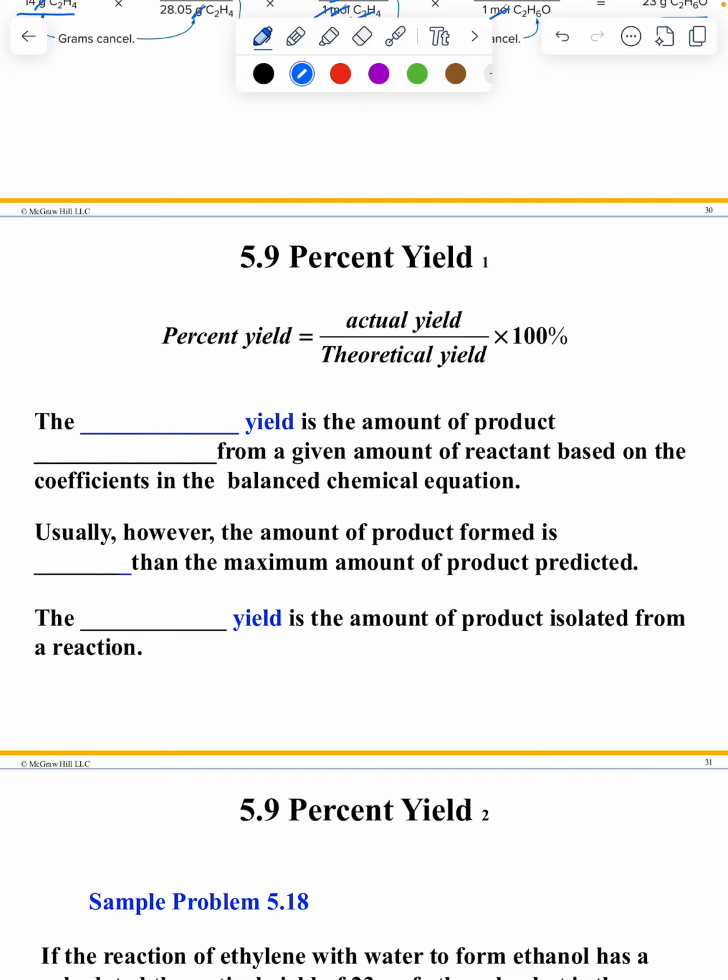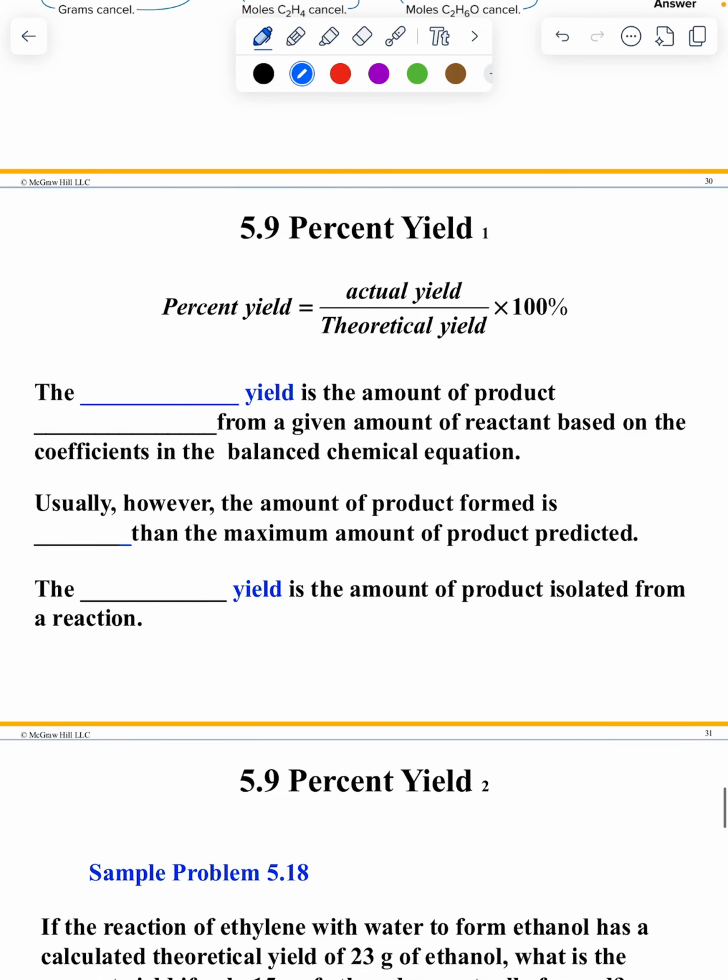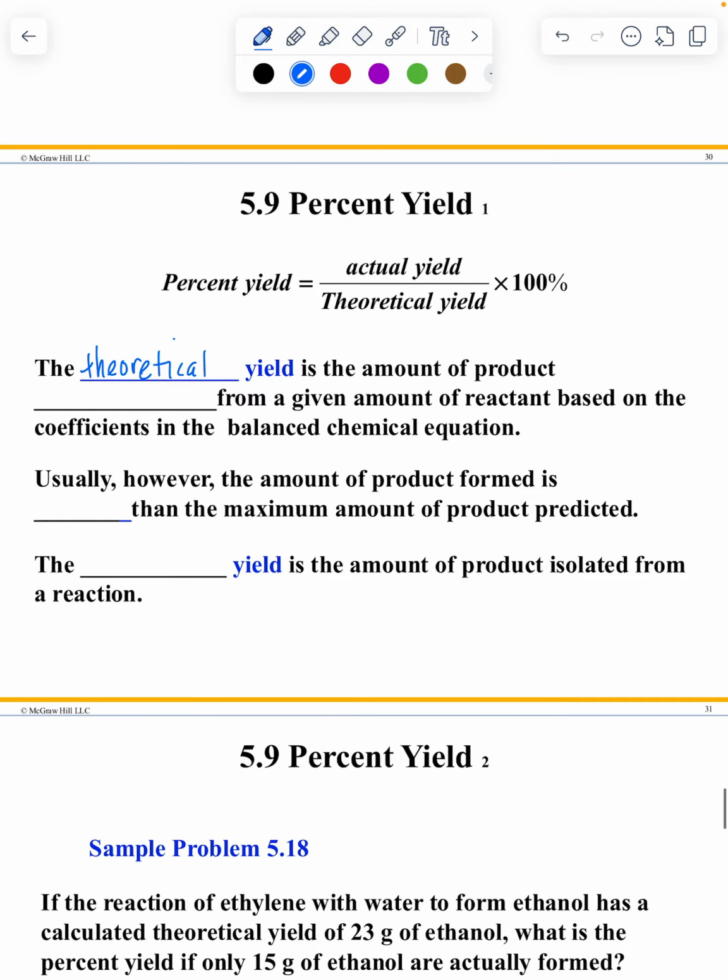So we have the theoretical yield, and that is simply the amount of product expected from a given amount of reactant based on the coefficients in a balanced equation. So the theoretical yield is the number you get from your calculator. So when you do the conversions that we did above, the number that you get at the end from your calculator, that is the expected amount that you should get from that equation.